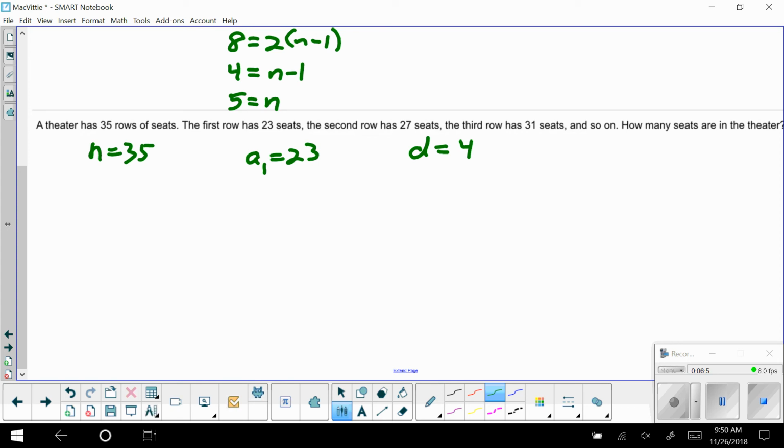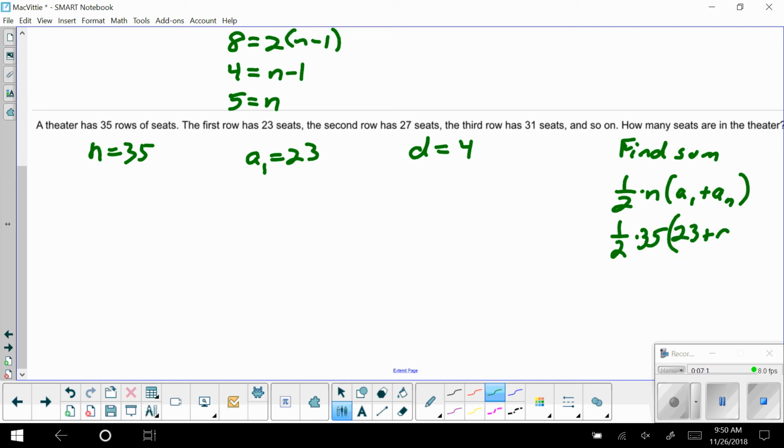If I want to find how many seats in the theater, that means I'm trying to find the sum, which would be 1/2 times n times a sub 1 plus a sub n. I know what n is. I know that n is 35. I know that a sub 1 is 23, but the problem is I still need a sub 35. But I have a formula that lets me find a sub 35.